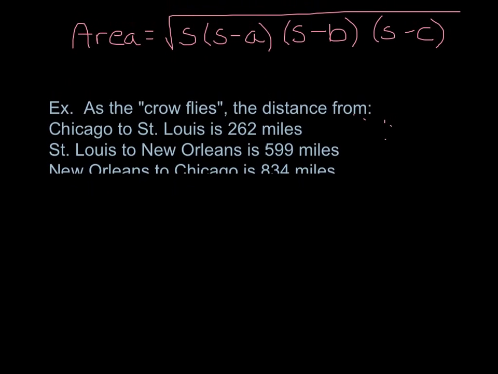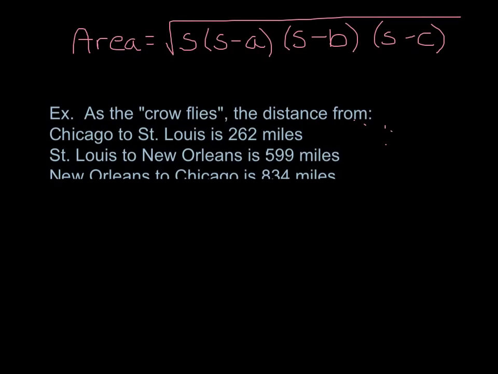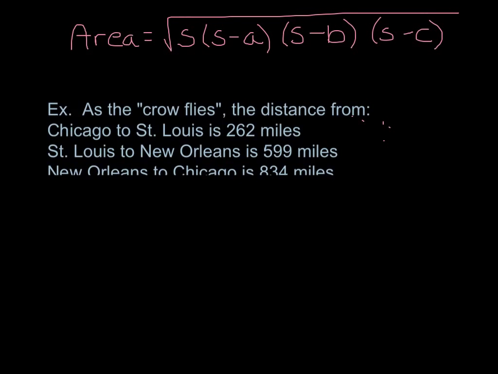So we have an example problem here that says, as the crow flies, which means you could fly a straight line from, in this case, Chicago to St. Louis, is 262 miles.